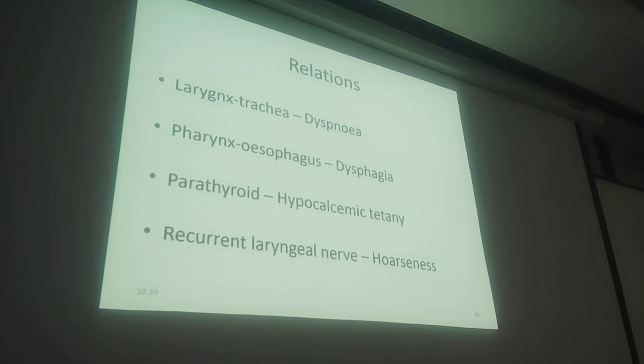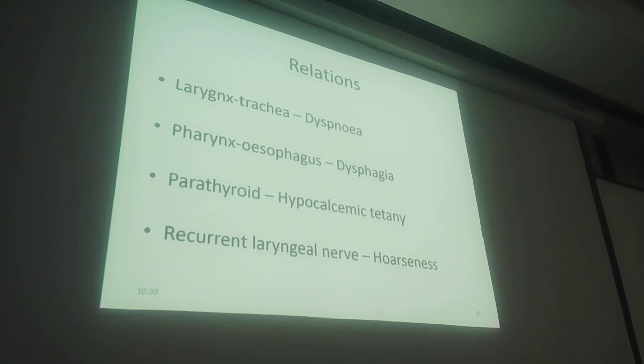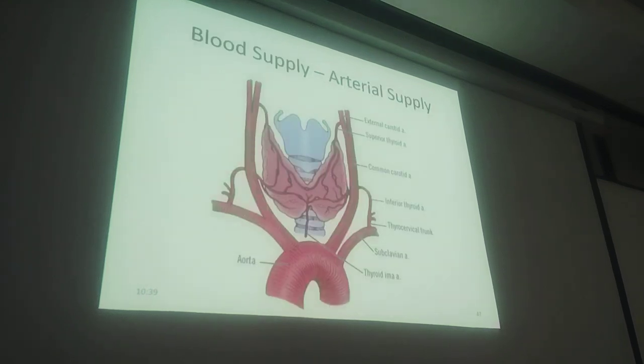Remember, spoken speech has two components: sound, phonation, and articulation, the movement of the larynx, etc. So sound production faulty, dysphonia; articulation problem, dysarthria. Dysarthria is not there, this will be dysphonia.